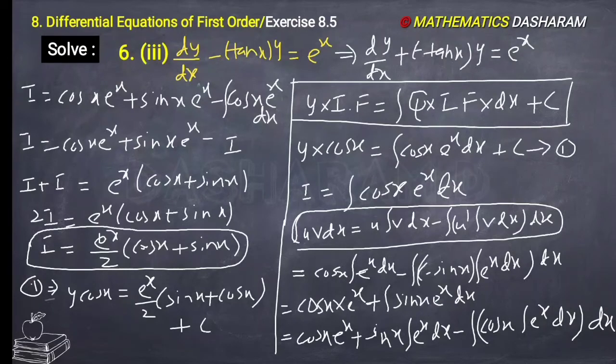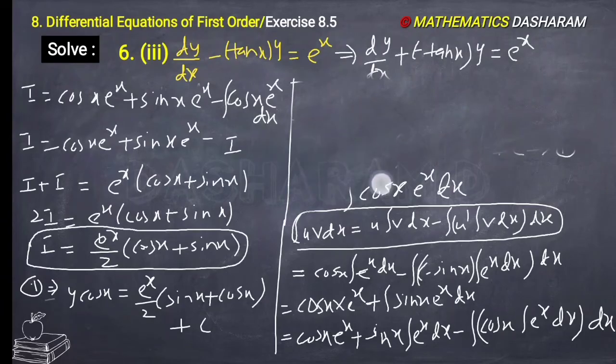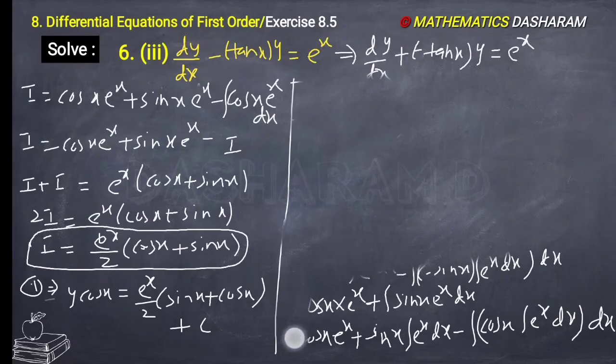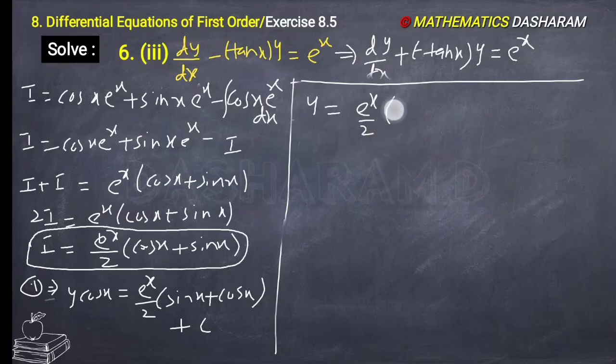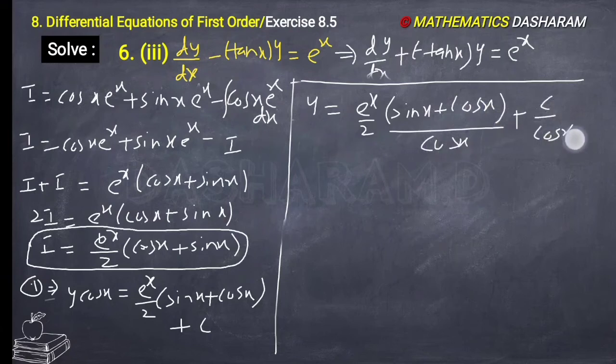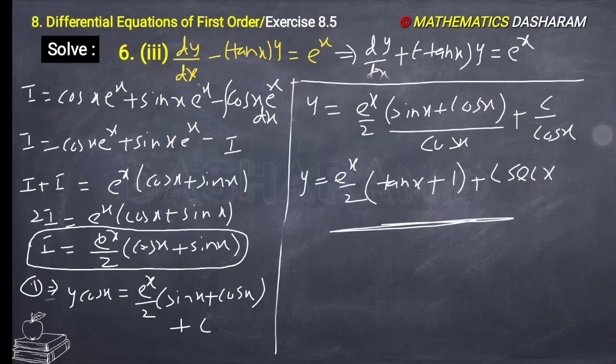Otherwise we can simplify it. So how to simplify? Observe carefully. This cos x is transposed to the right side, y equals e power x by 2 into sin x plus cos x by cos x, plus c by cos x. Then y equals e power x by 2, splitting into two fractions, sin x by cos x is tan x and cos x cancels 1. C into 1 by cos x is sec x. So this is our required answer.